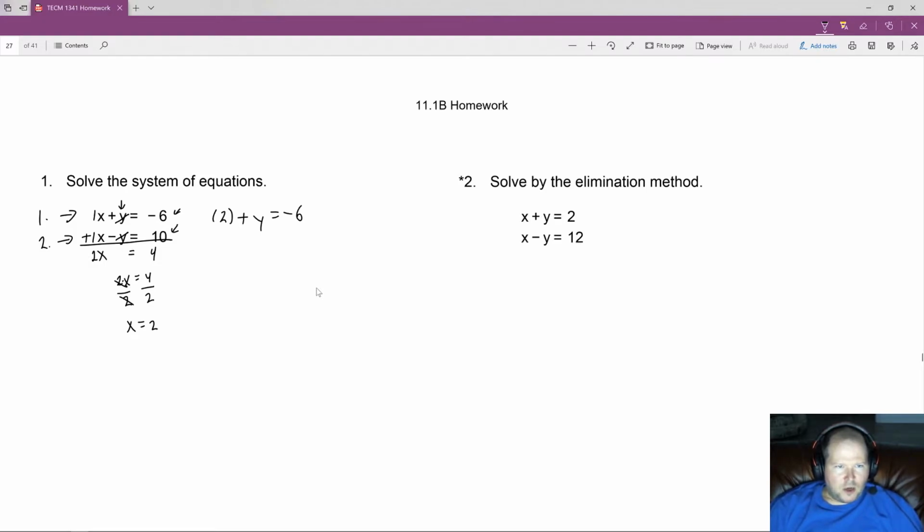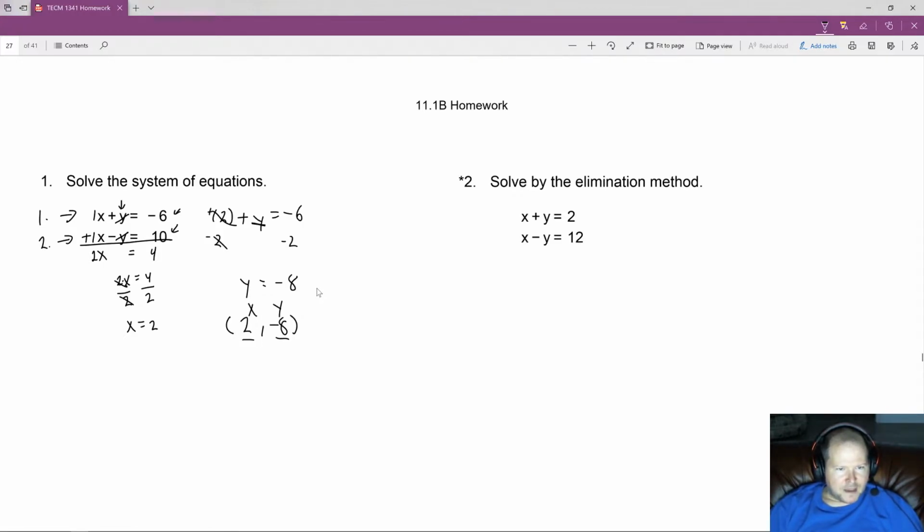Okay, so now we want to get this y by itself. So we have to undo this addition, or this positive 2 there, and we undo that by subtracting 2. And whatever we do to one side, we do to the other. That gives me y is equal to negative 8. Now, we end up with x is equal to 2 and y is equal to negative 8. So we end up with x and y, positive 2, negative 8.